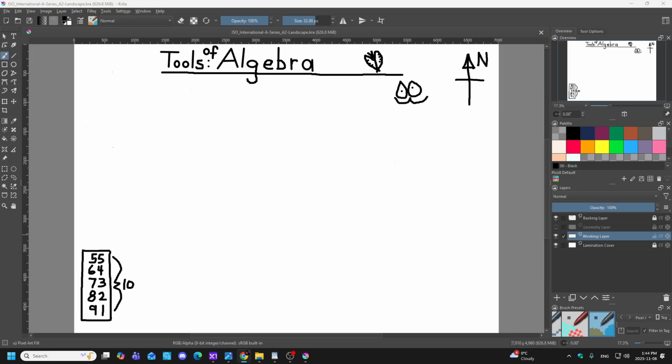Today we're still working on fractions. We are almost complete.